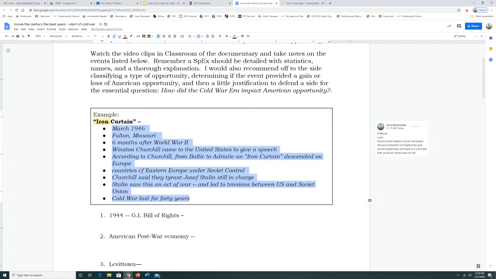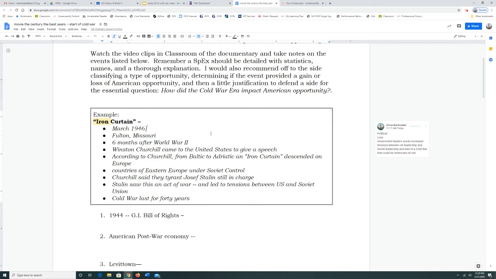When Stalin heard the speech, he saw this as an act of war, and this led to tensions between the US and Soviet Union. It would ultimately lead to the Cold War, which would last for 40 years. So you notice with my notes, this is all from the video, and you're going to hear it as you listen to the video. All of this is mentioned. I put it into quick bullets to show the specs.